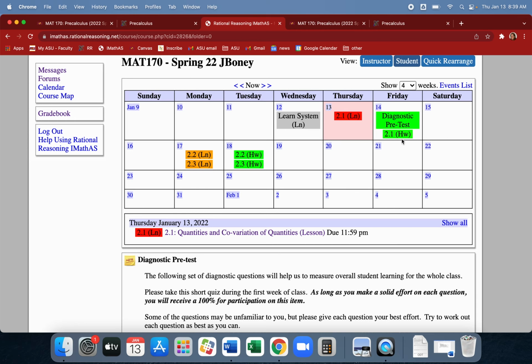Tomorrow, before the end of tomorrow, make sure you take that diagnostic pretest. I don't have access to see what your scores are. It gets loud in here really easily. The diagnostic pretest, I can't see the scores on it. It takes you to an outside page. I can't see your scores on it, so I don't know who's taken it and who hasn't. So just a general reminder, please take the diagnostic pretest.